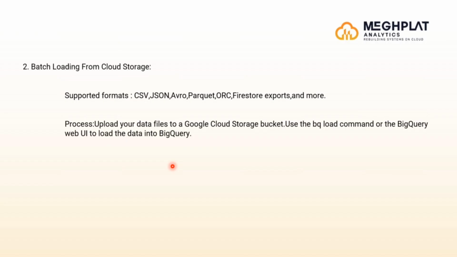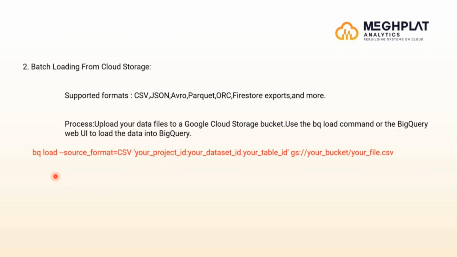The second one is batch loading from Cloud Storage. Supported formats are CSV, JSON, Avro, Parquet, ORC, Firestore exports, and more. The process is to upload our data files to a Google Cloud Storage bucket, then use the BigQuery load command or the BigQuery web UI to load the data into BigQuery. So here is the command. We need to run it in the Cloud Shell.